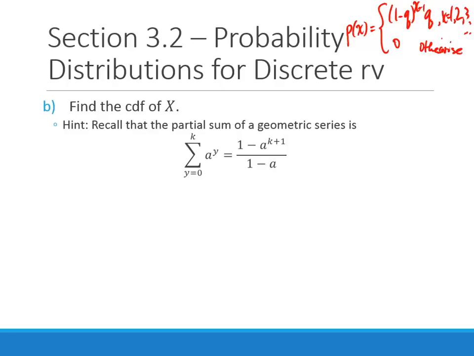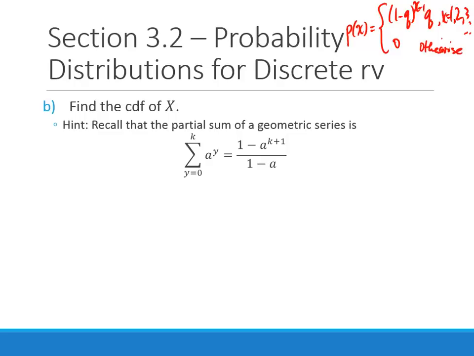That's the same thing that was on the previous slide. So now let's find the CDF of x. And I've put in this little helpful tip for you. So this involves a geometric series, as we'll see in a minute. Just remember that the first k terms of some geometric series are as listed there.